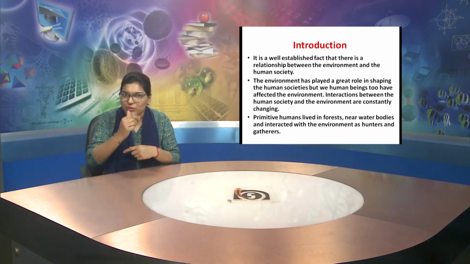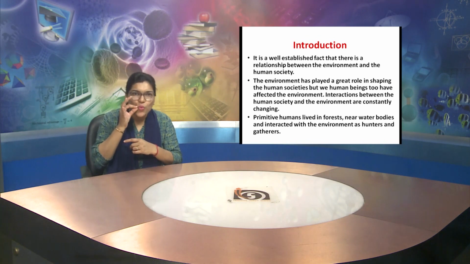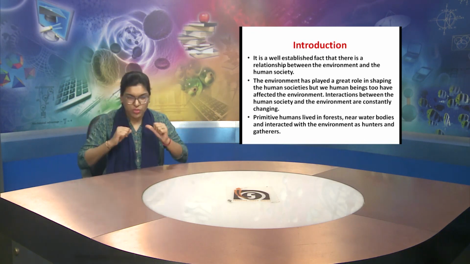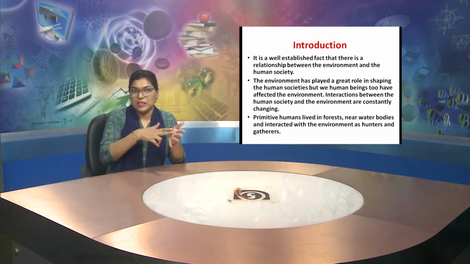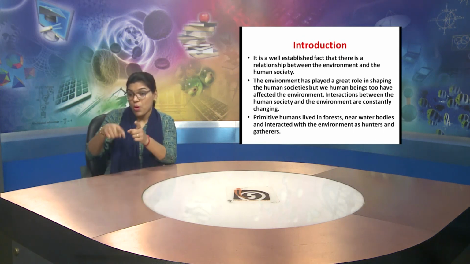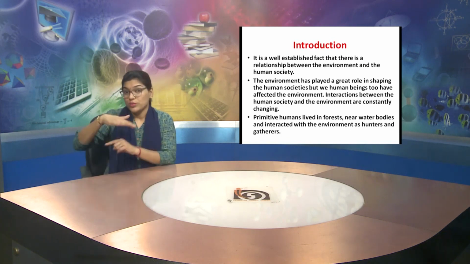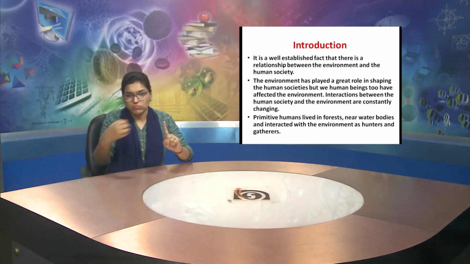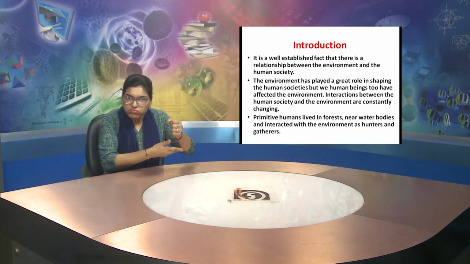As we all know, we use different resources from the environment. We get food from the environment, we eat so many things, there are vegetations available in the environment, these are our basic needs. So all these things we get from the environment and the human society uses them all. But we should also be aware that, in return, we as humans also influence the environment.